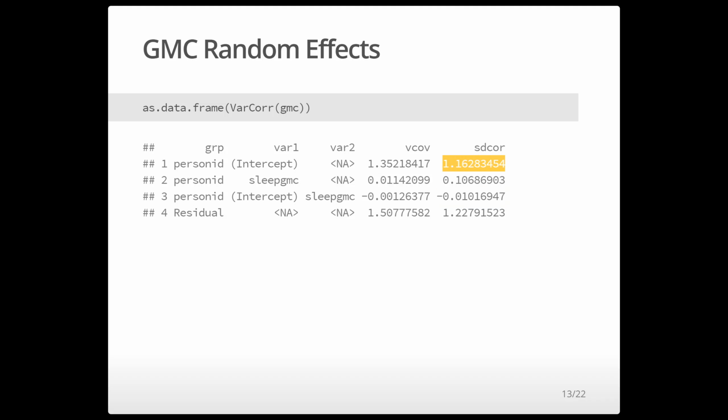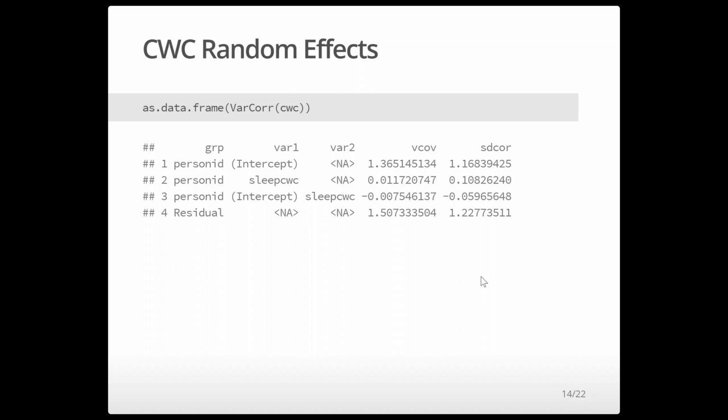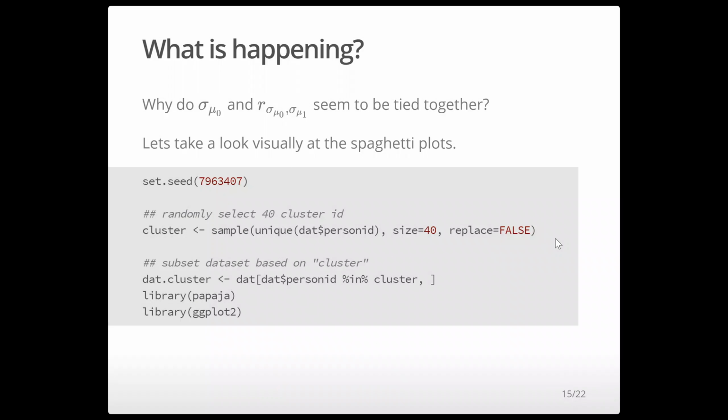And the variance in the intercepts has also decreased. When we look at the center within cluster version, the correlation is a little bit bigger, but still small, as is the standard deviation in the intercepts. So what's going on? Why is the standard deviation of the intercepts and the correlation between intercept and slope tied together like this? A good way to understand what's happening is to visualize it with the spaghetti plots, like we did last week.